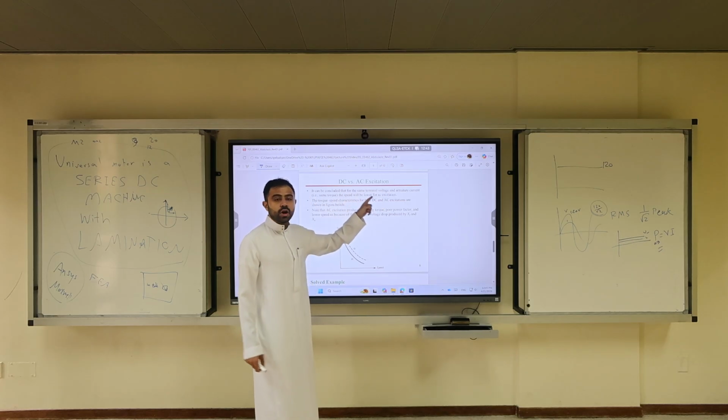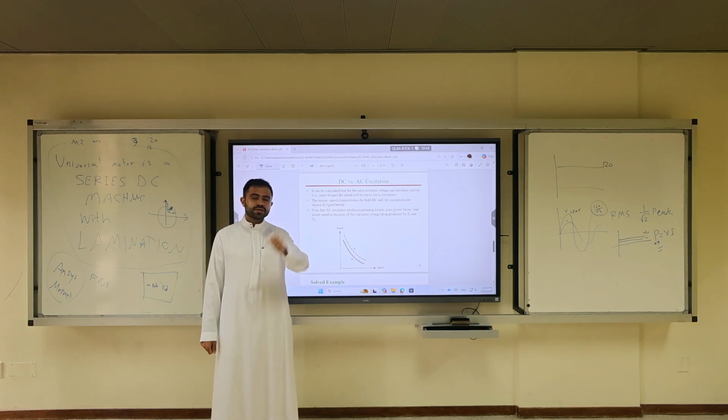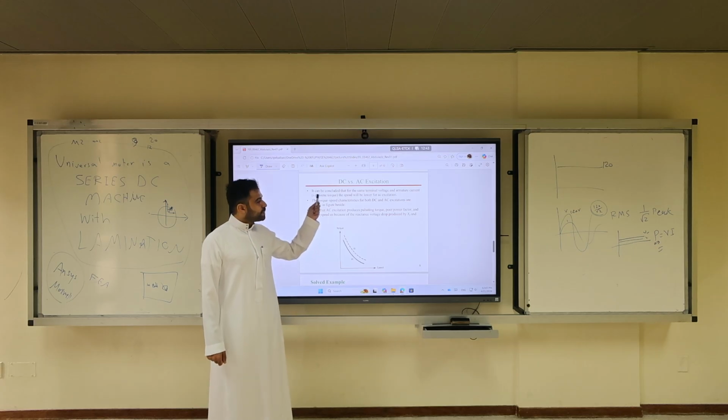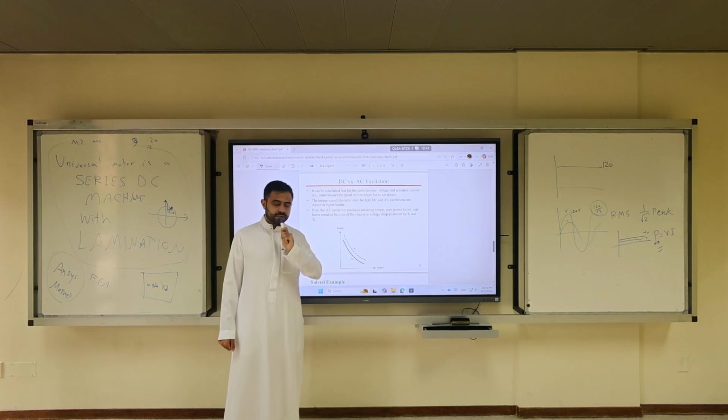So it can be concluded that for the same terminal voltage and armature current, same torque, the speed will be lower for what? This side? This side. Section F. Speed lower for a DC or an AC? AC. Good.